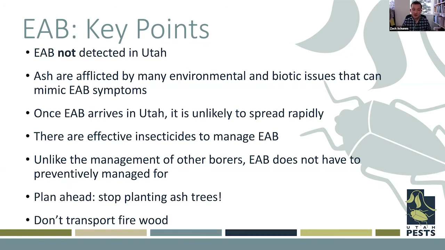Due to our climate here, it's unlikely that emerald ash borer is going to spread rapidly, just due to our climate and sort of the density of our ash trees. And it's important to just keep in mind that there are effective insecticides to manage it if it does arrive here. However, they're not used to sort of prevent emerald ash borer. They're used to manage it if a tree is infested.